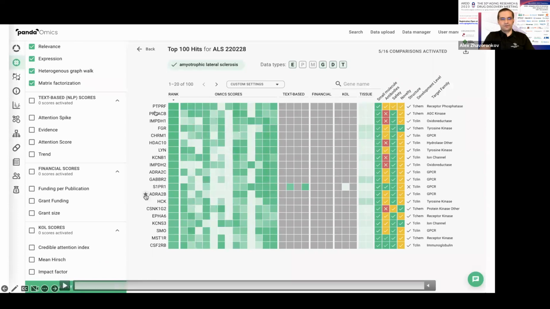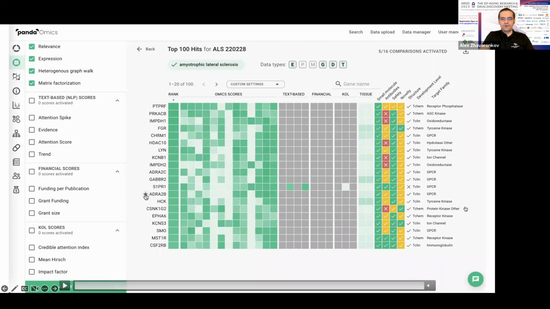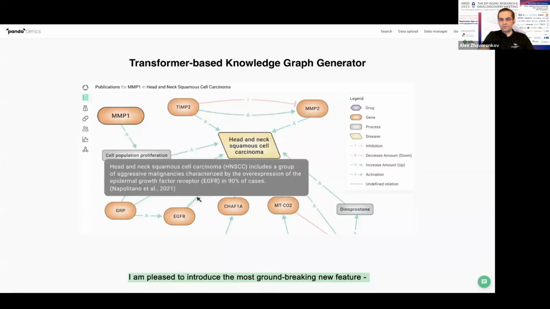So like PTPRF and a few others, and some of them have never been implicated in ALS before. So now you can actually star some of those genes as promising targets, create your target lists and start cooking the targets. And once you've established some hypothesis for target discovery, you want to go to another part of PandaOmics, and that's the knowledge graph.